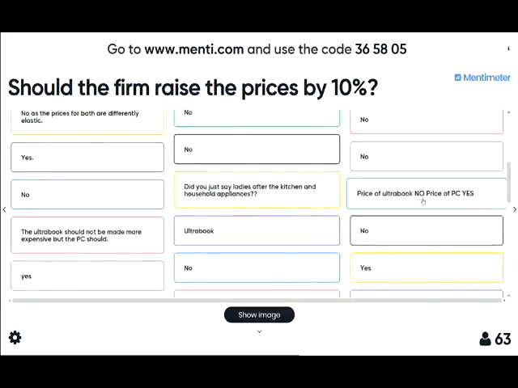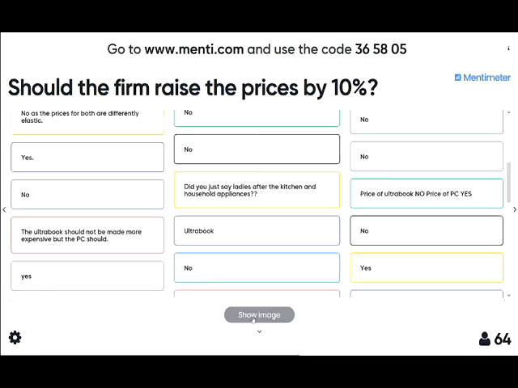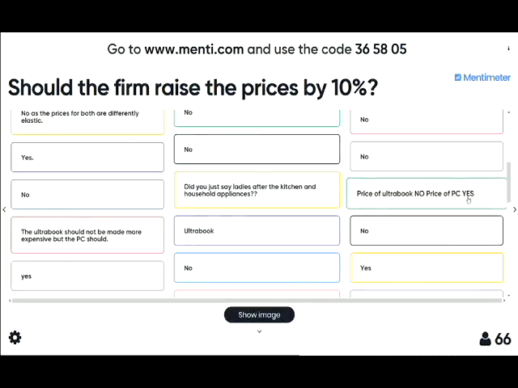Price of Ultrabook, no. Don't raise it. Let's look at it. Makes sense because it's elastic. The price of PC, yes. This is the correct answer, guys. Yeah, PC is inelastically demanded, so raising it makes sense because people will still buy them, since PC is inelastically demanded.